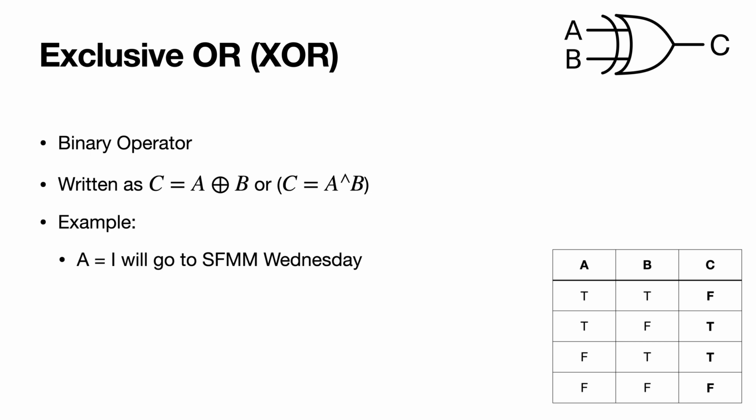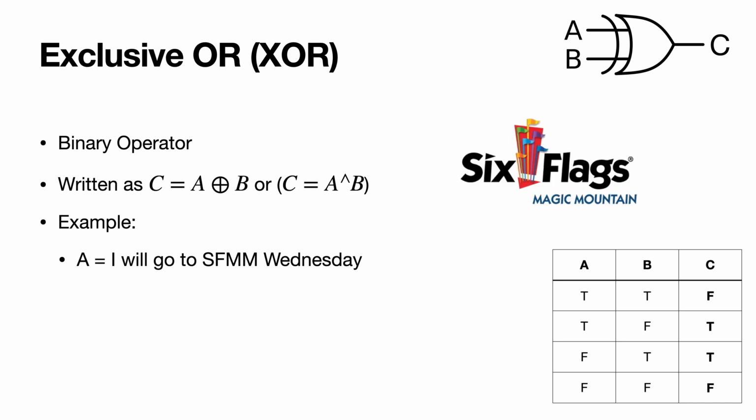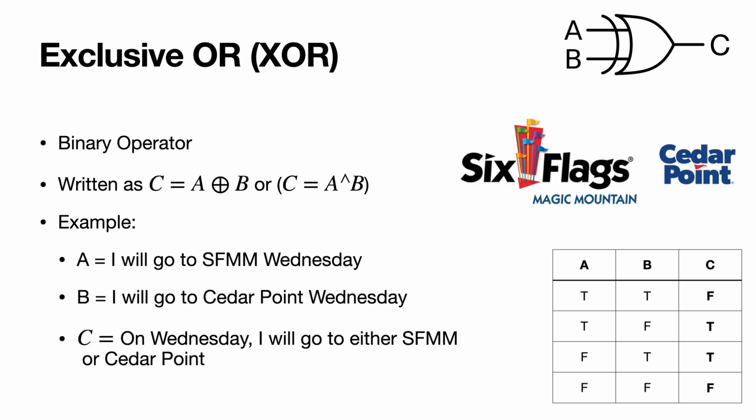So for example, let A be the proposition that I go to Six Flags Magic Mountain on Wednesday, and B be the proposition that I go to Cedar Point on Wednesday. A XOR B is true if I go to either of them. It's going to be false if I visit neither park, and it would also be false if I found some way of going to Magic Mountain and then taking a flight and also going to Cedar Point. So really, this one is true when the inputs differ, and it's false when the inputs are the same.